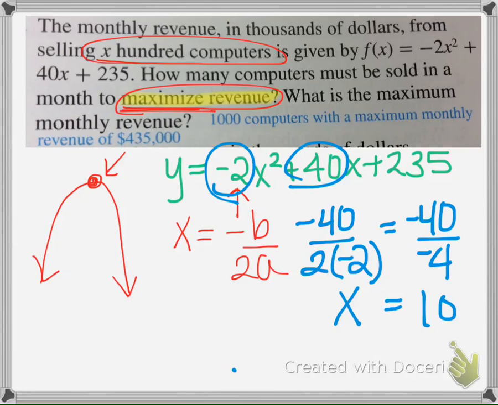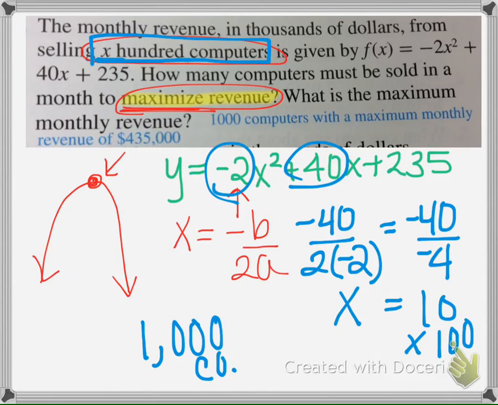But if we go back to read, it says x is in 100 computers. So it's not 10 computers must be sold, it's 100 computers. So if we take 10 and multiply it by 100, we would get 1,000 computers.